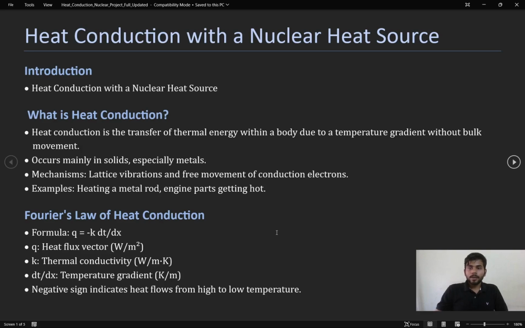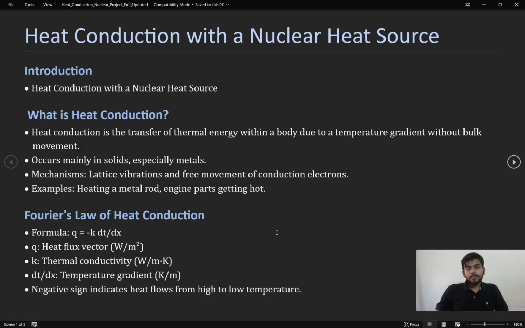transfer. So heat conduction is the transfer of thermal energy within a body due to a temperature gradient without bulk movement. If there is a bulk movement, then that mode of heat transfer is known as convective heat transfer, not conductive.